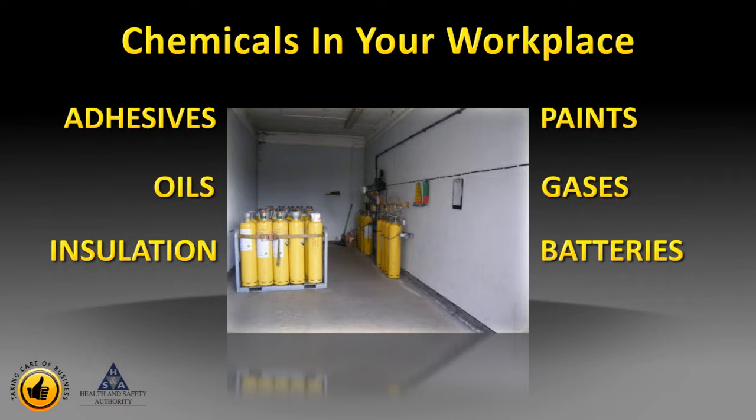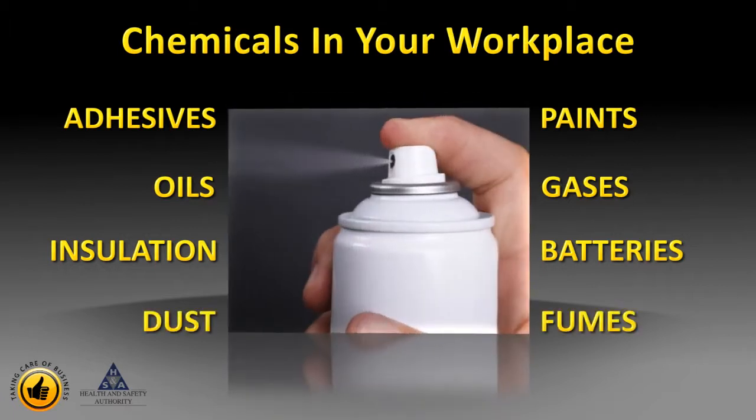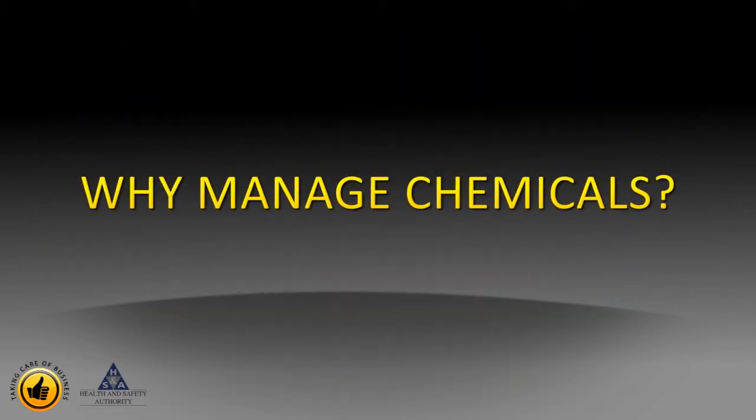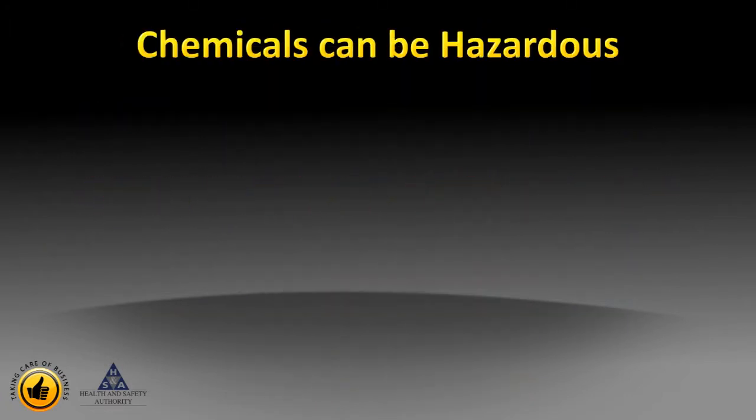Processes in your workplace may generate chemicals such as dusts or fumes, and employees working in the vicinity of these may be at considerable risk of injury or ill health as a result of exposure to these chemicals. So why should we manage chemicals in the workplace? Well, quite simply, chemicals can be hazardous.